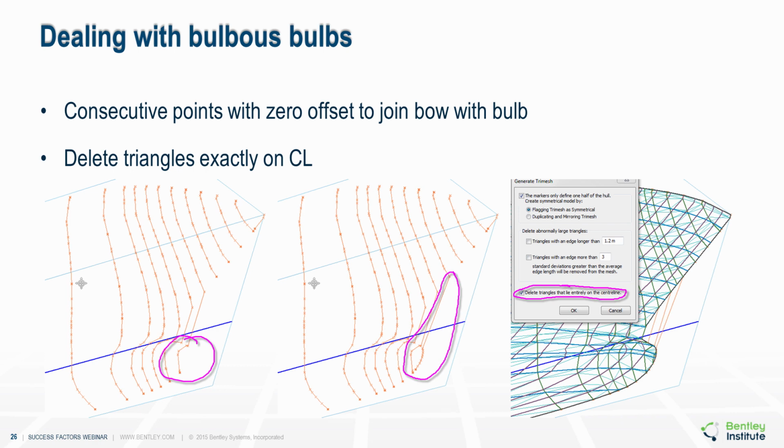So there are a few tricks that we can do to deal with bulbous bows when generating a tri-mesh. What we can do is add extra points on the center line to define the front of the bulbous bow and make them join onto the section in front, or the group of markers that define the section in front. And then when we generate the tri-mesh, we want to delete triangles that lie entirely on the center line.